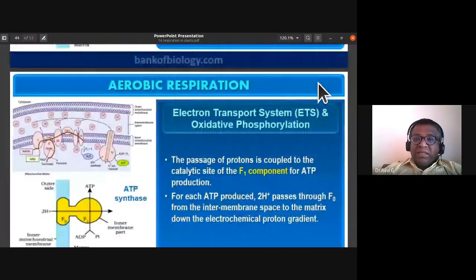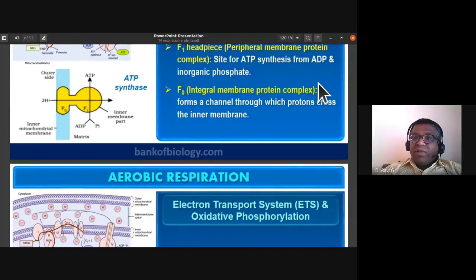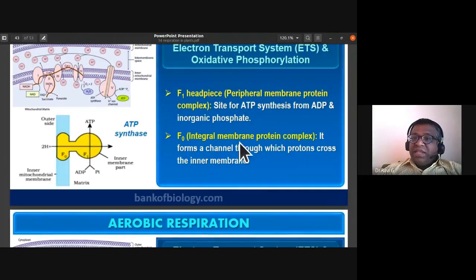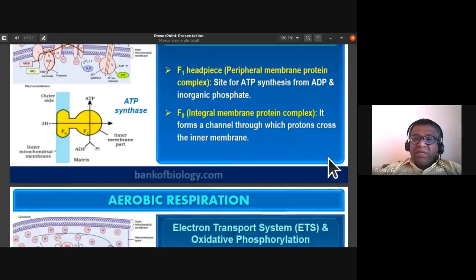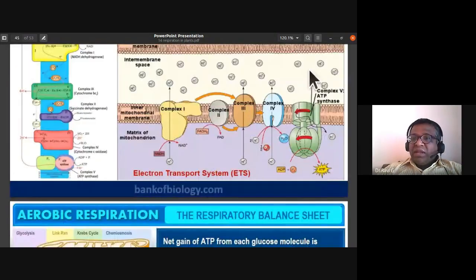So we call it the F0 component, which is the integral membrane protein complex, and the F1 headpiece. Okay, F0 component and F1 headpiece. From here, you know that the protons pass through this from the intermembrane space to the matrix, down the electron pump gradient. As a result, the enzyme ATP synthase is activated and there is synthesis of ATP.